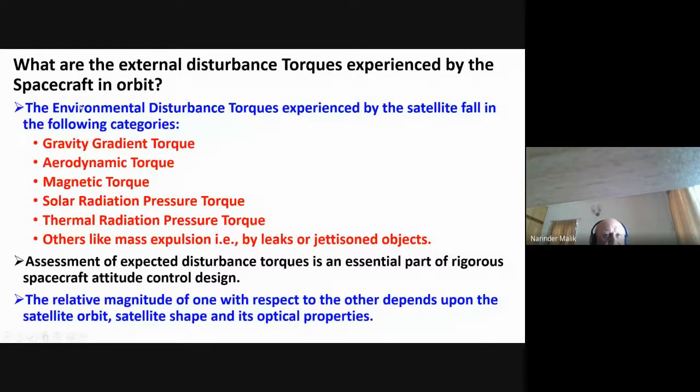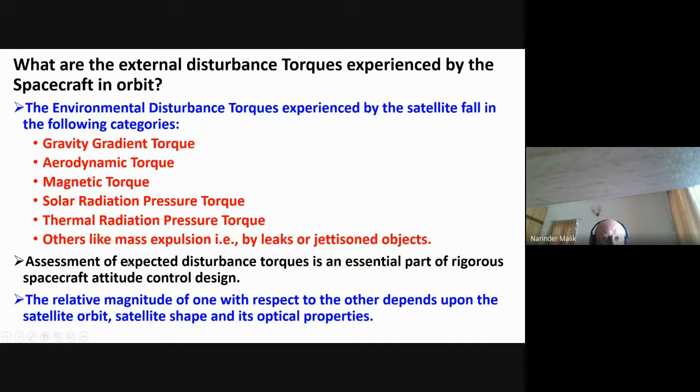The environmental disturbance torques, external disturbance torques experienced by the satellite, fall in the following categories. These are gravity gradient torques, aerodynamic torques, magnetic torques, solar radiation pressure torque, thermal radiation pressure torque. Others like mass expulsion, that is leakage of thrusters, leakage of tanks, or jettisoned objects.